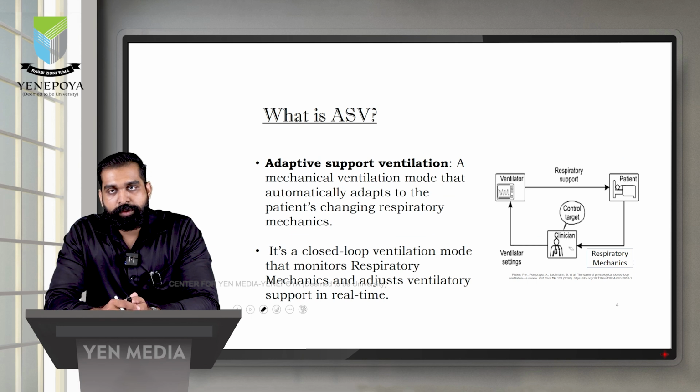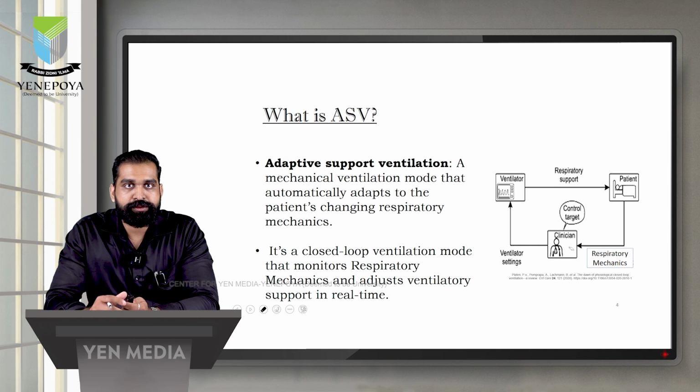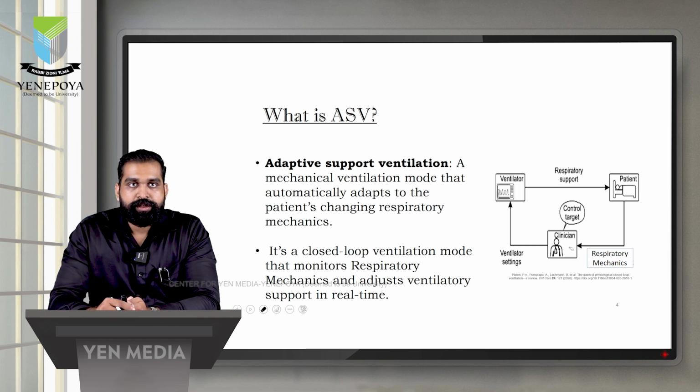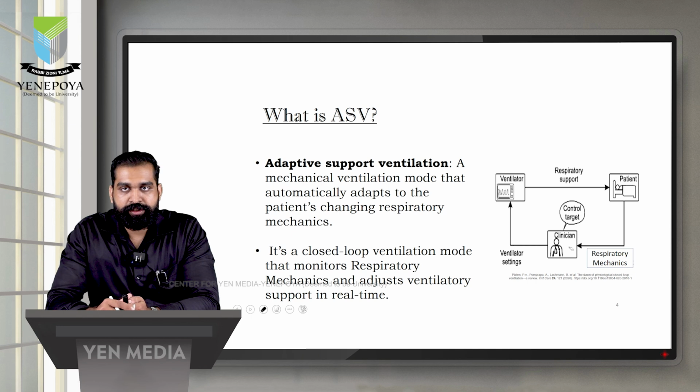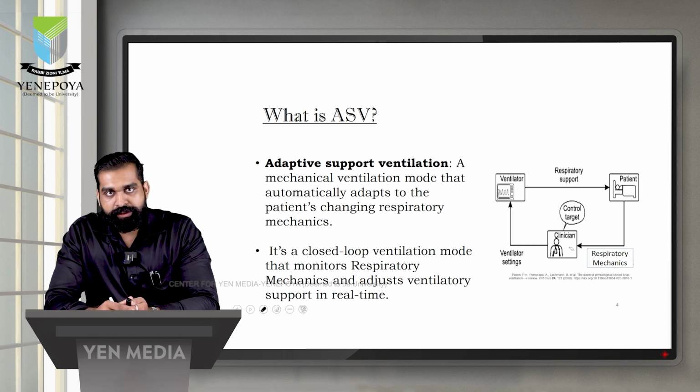Now, what is adaptive support mode of ventilation? Adaptive support mode of ventilation is a mode that automatically adapts the mechanical ventilation to the patient's respiratory mechanics. It doesn't solely rely on what a clinician or an intensivist set, but rather it changes the mechanical ventilation based on the respiratory mechanics of the lung that it ventilates. And it utilizes the closed loop ventilation concept to do this. The respiratory mechanics of the patient is constantly monitored, and the ventilator would adjust the inspiratory time, the I to E ratio, tidal volume, and respiratory rate based on the lung that it ventilates.